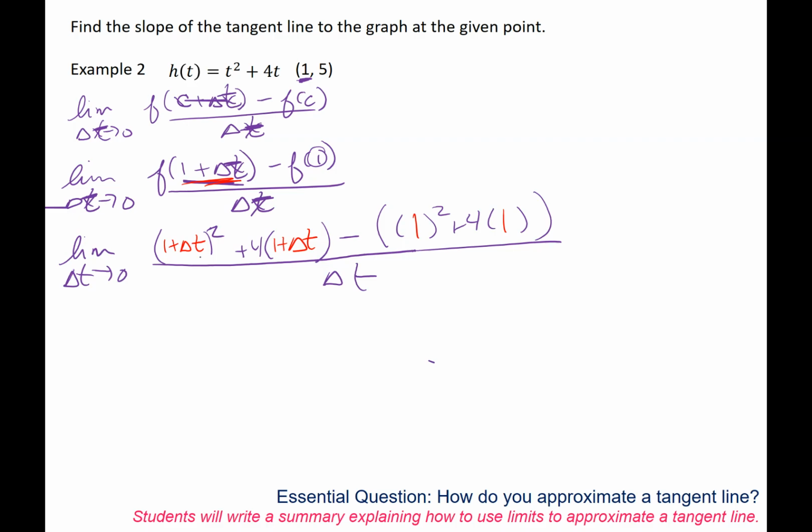So what does the squared mean that I do? I have to do it twice, right? I'm going to do some scratch work over here. So 1 plus delta t times 1 plus delta t. Thank you for not saying you square the 1 and you square the delta t, because that's not what you do. We actually have to go back to good old FOIL. It really means we're foiling.